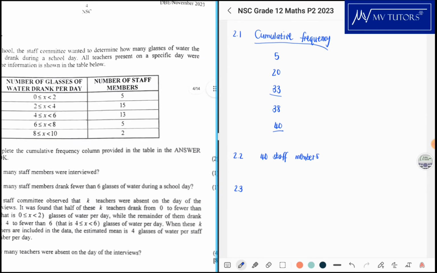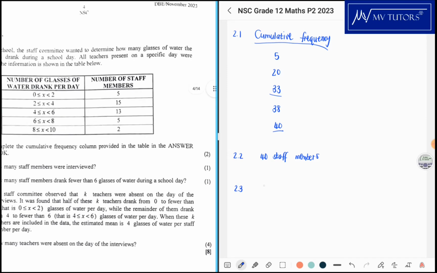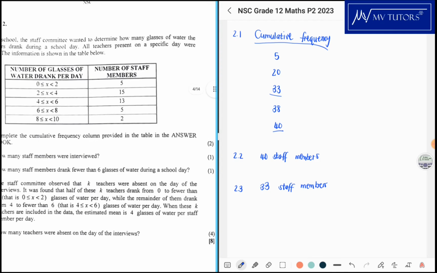Okay, so 33 staff members drank fewer than 6 glasses. That's a lot. 33 out of 40, that is a whole lot, more than 80%. Okay, just shows you don't really like drinking water as a people. Or is this reflective of teachers only? I don't know.